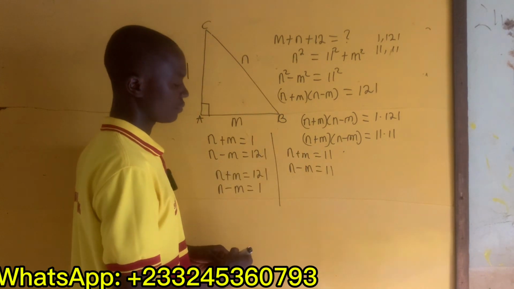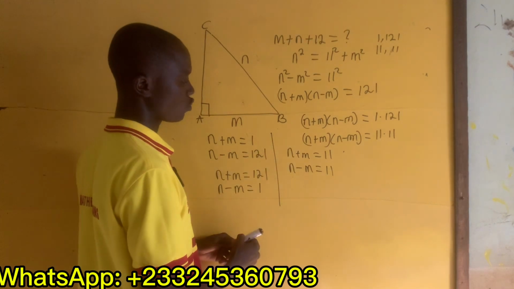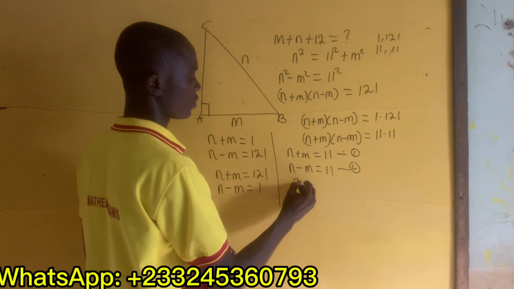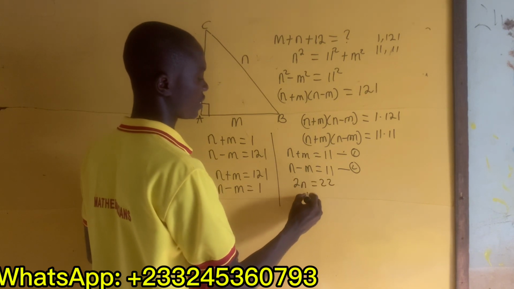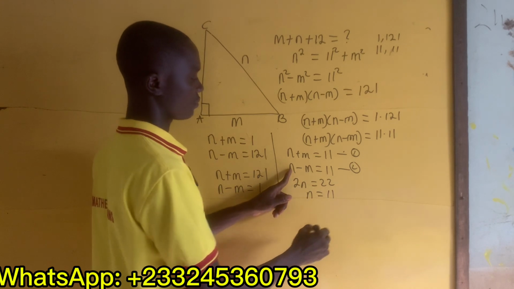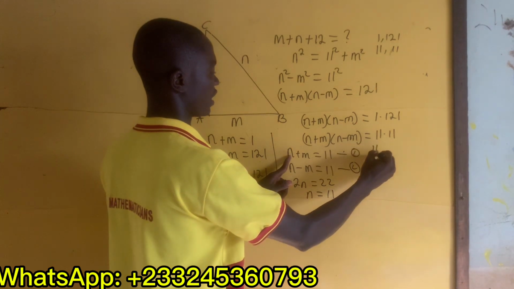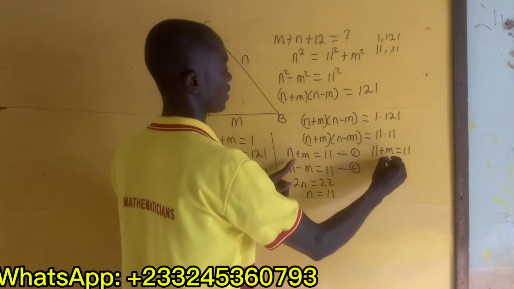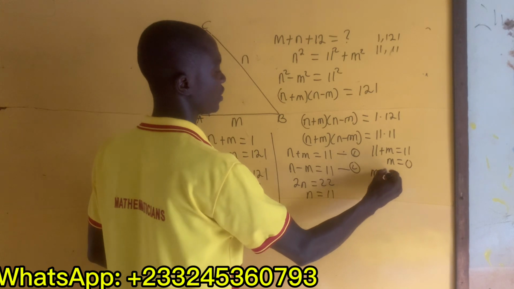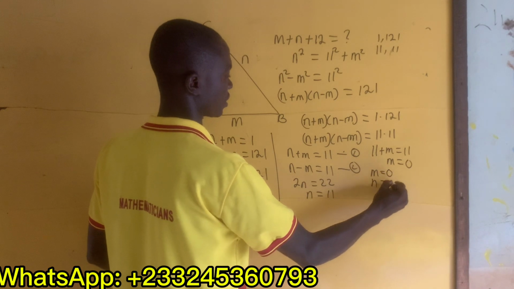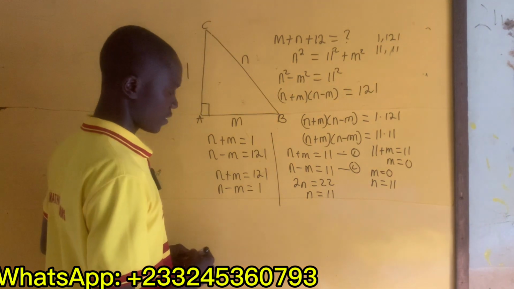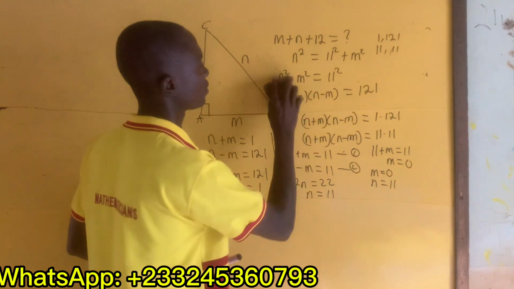So let's tackle this one. Here, if I add equation 1 and equation 2, I'll get 2n equals 22, which gives n equals 11. If I put 11 here, 11 plus m equals 11, I have m equals 0. So I have m equals 0 and n equals 11. Now, let's see what happens. Then we look at this one.